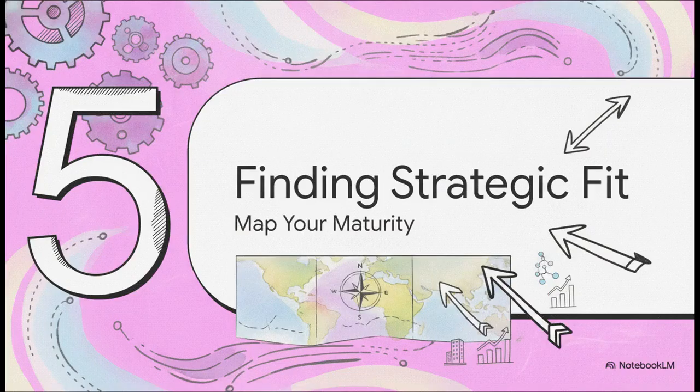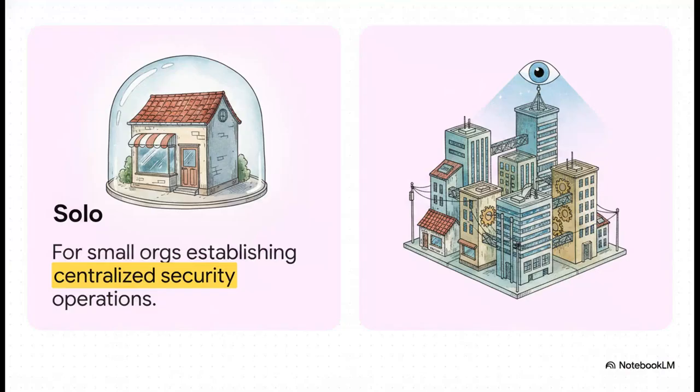And that brings us to our final section, Section 5, Finding Your Strategic Fit. Let's map this to your reality. Let's compare our first 2 tiers. The solo tier provides the complete platform, for sure, but it's positioned perfectly for small organizations that are just establishing their centralized security operations, really just getting those foundational needs met. On the other hand, the team tier steps it up quite a bit. It's specifically designed for growing businesses that require broader visibility, deeper collaboration, and vital automation demands as their headcount and their device count expands.